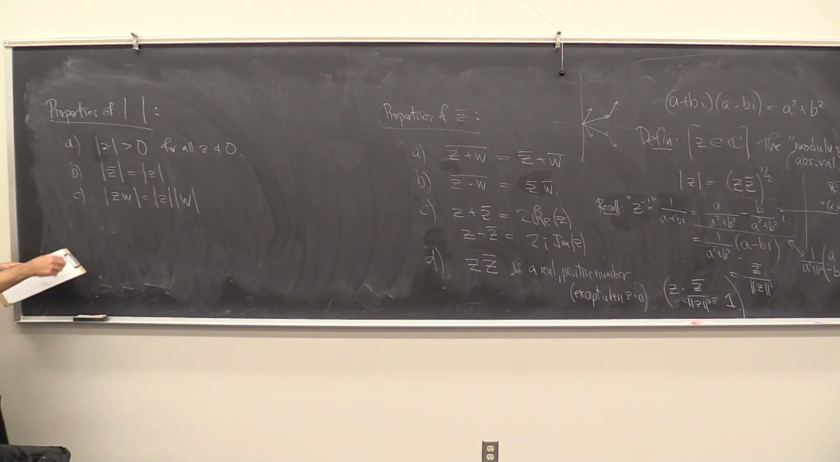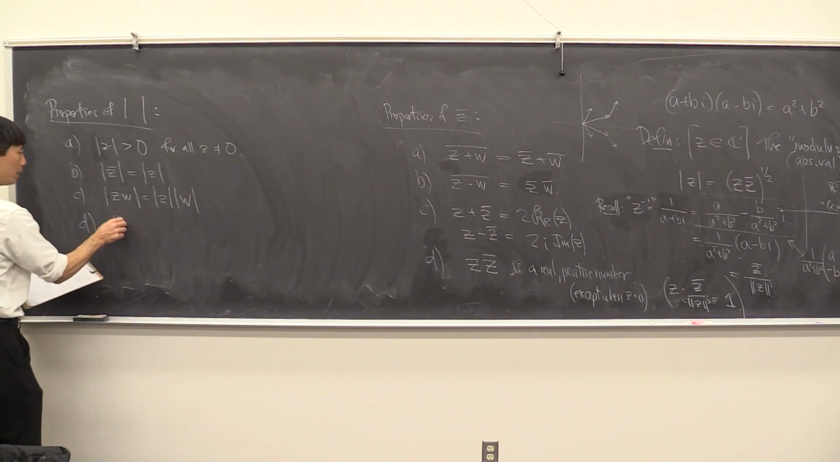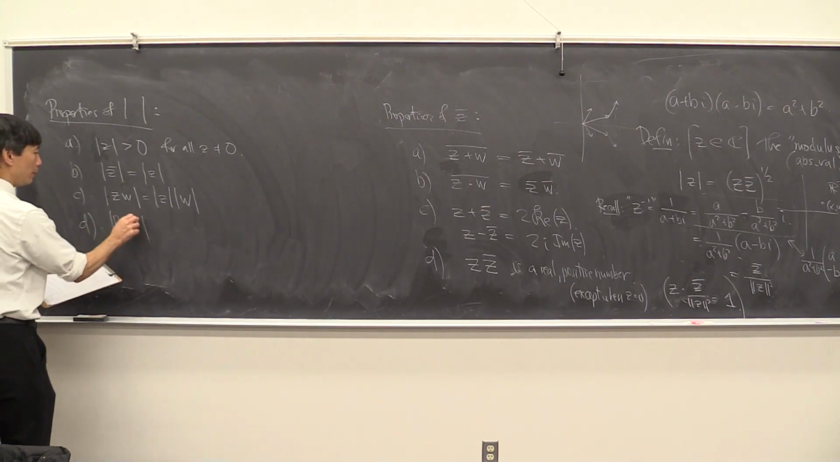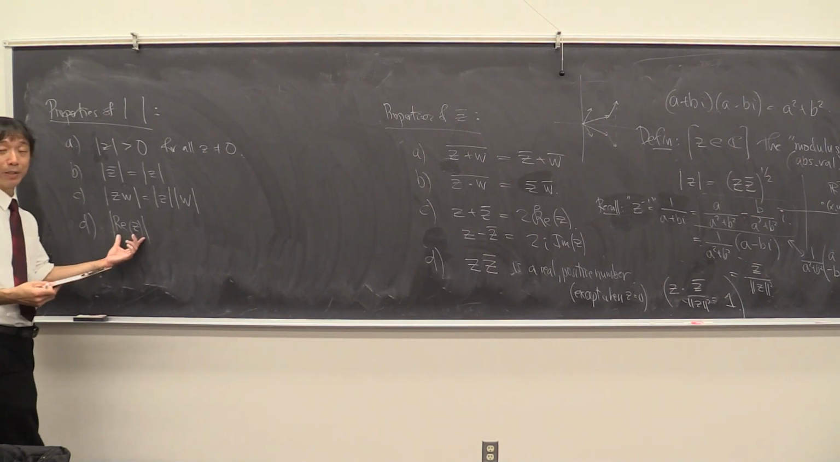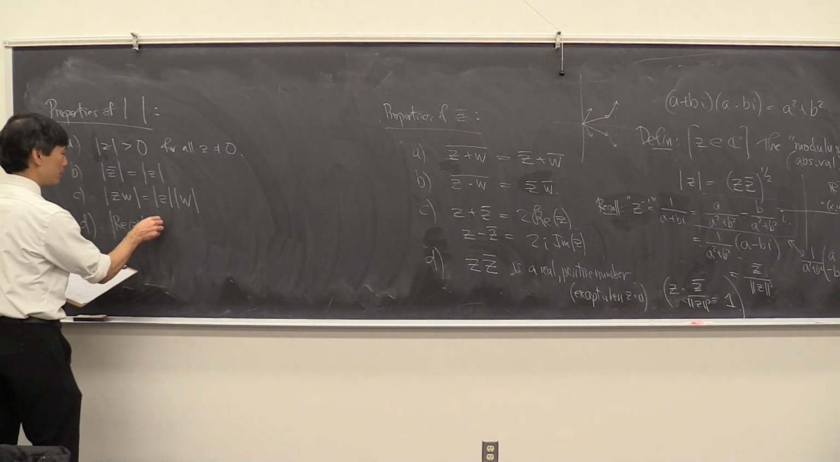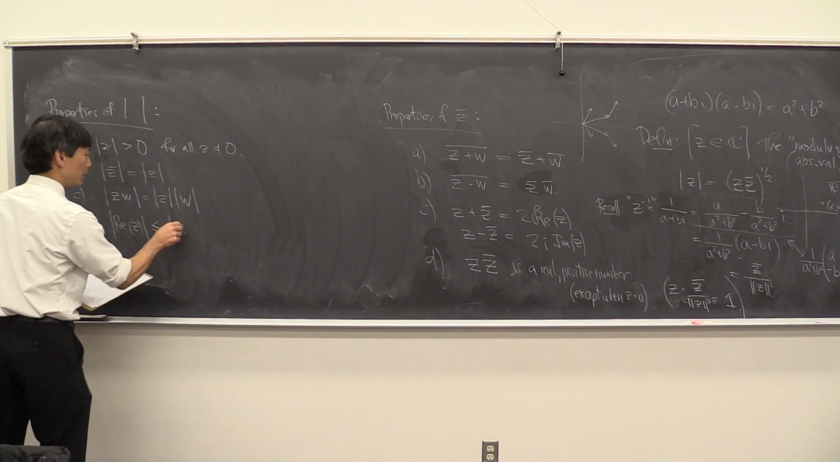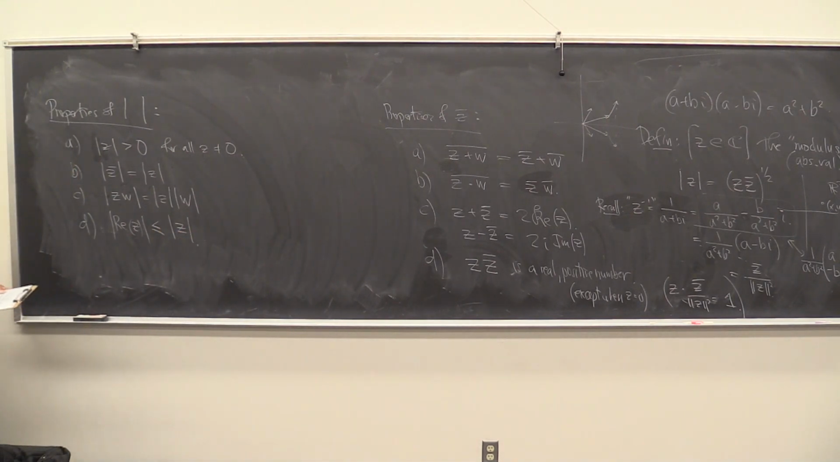Okay. Fourth, that the modulus of the real part, the absolute value, maybe I should say, of the real part is less than or equal to the modulus of the entire complex number.